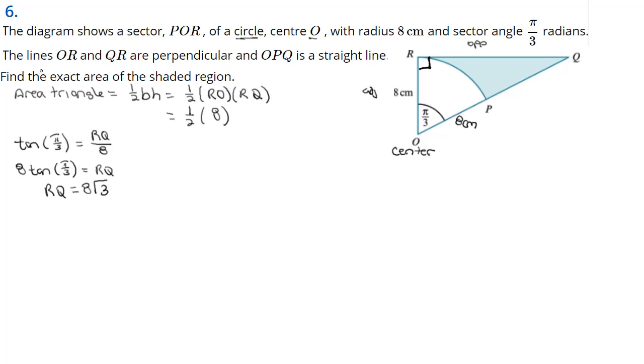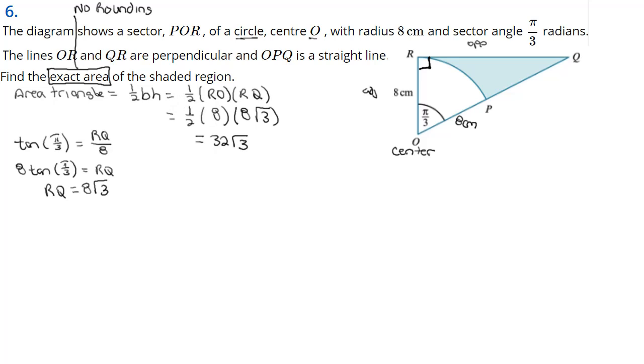So RQ is equal to 8 square root of 3. Now, I'm not going to make a decimal out of that because it says it wants the exact area, and I don't want to round. Once I know the length of RQ is 8 square root of 3, I can plug that into my formula for the area of a triangle. And 8 times 8 is 64. Half of 64 is 32. So the area of the triangle is going to be 32 square root of 3.